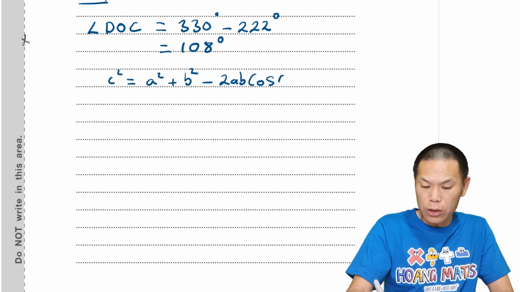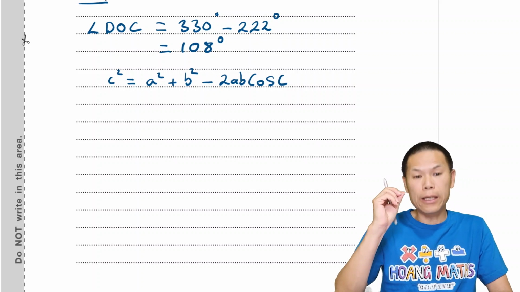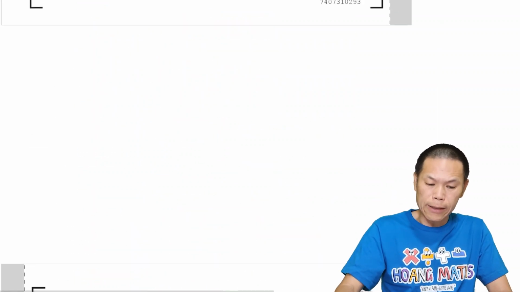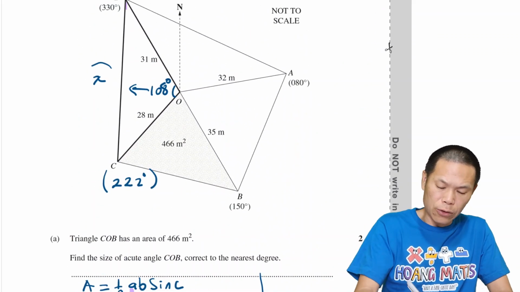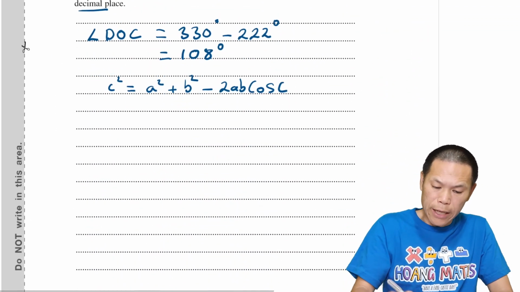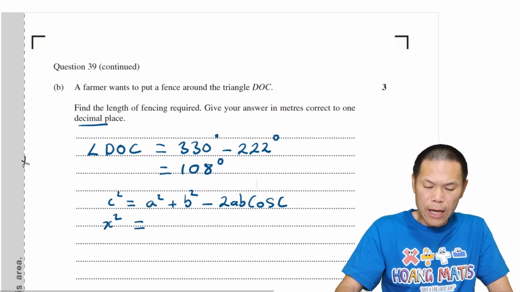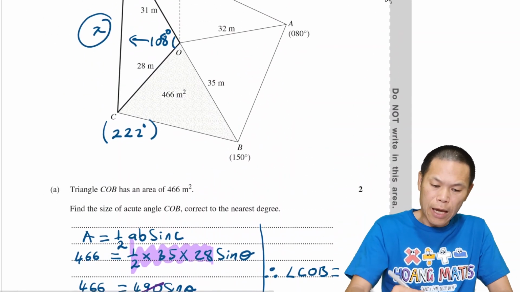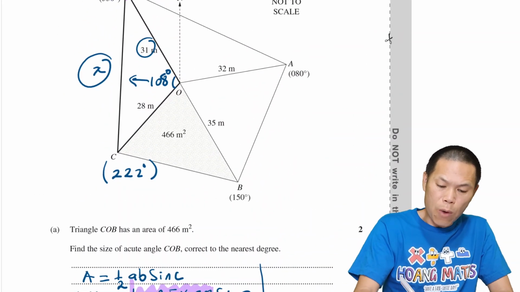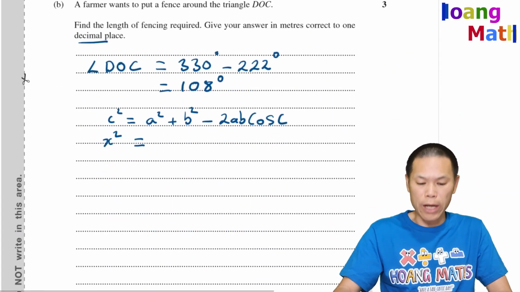So that is cos of c. Keep that in mind. And we know that c is opposite of 108, so that is x. So now we just go a squared plus b squared minus 2ab cos c. So c is x squared equal, and a and b is 31 and 28. It doesn't matter which one is a or b.